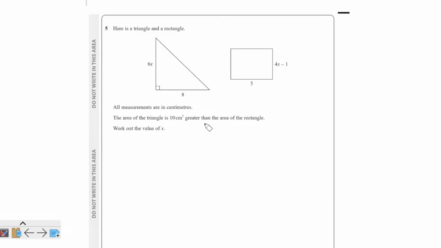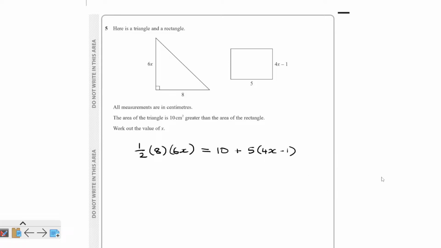So the area of a triangle, let's first of all write that down. Area of a triangle is half base times height, isn't it? So base is 8 in this case. Height is 6. You might also do base times height over 2. Same thing. The area of the triangle is, now if you're not sure where you're supposed to put the equal sign, it's always where it says the word is. Okay, so that would be now. And then it says 10 centimeters greater, so that's like a 10 plus, isn't it? Plus 10. Greater than the area of a rectangle. So the rectangle here is just length times width, so that would be 5 multiplied by 4x minus 1.